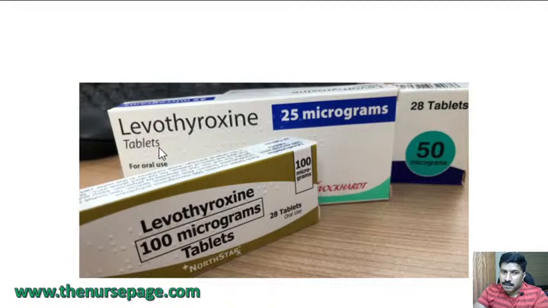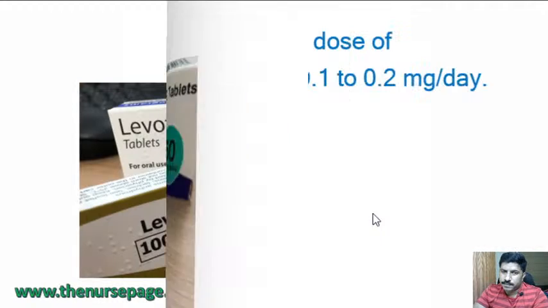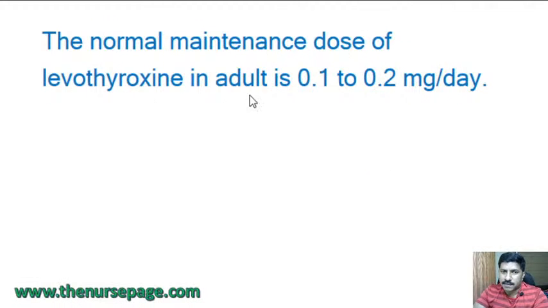So we will get levothyroxine in 100 microgram or 25 microgram tablets. That is in micrograms. When it is converted into milligrams, it will be 0.1 milligram, and 0.025 milligram. The normal maintenance dose of levothyroxine in adults is 0.1 to 0.2 milligram per day, but it depends upon the patient. So sometimes a patient will get a dose of 25 micrograms also. So that depends on the patient.